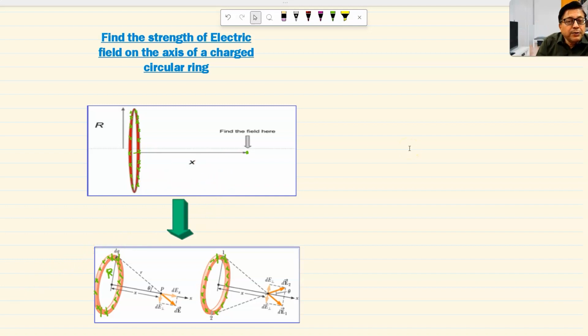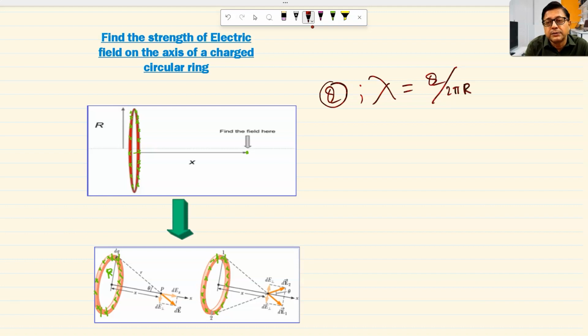The method of calculating strength of electric field due to continuous distribution I have already explained. I just remind you today: for this ring, let some charge q be given to it, so that its line density of charge becomes lambda equal to q by 2 pi r. It means charge is distributed along the length, not along the surface. We'll be discussing surface charge distribution also.